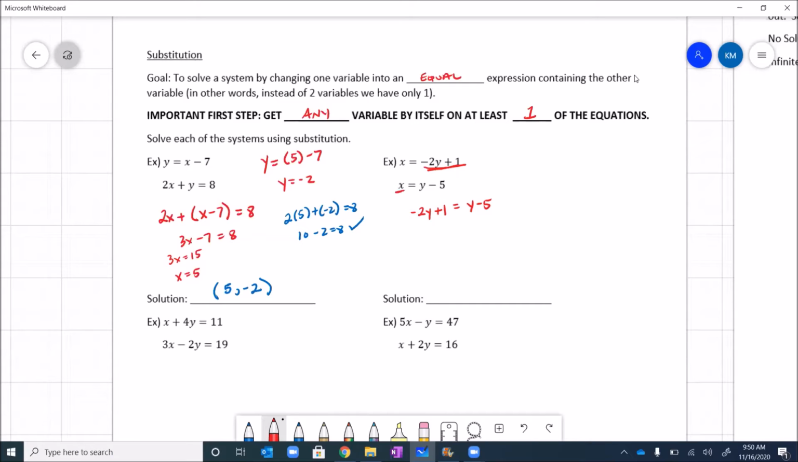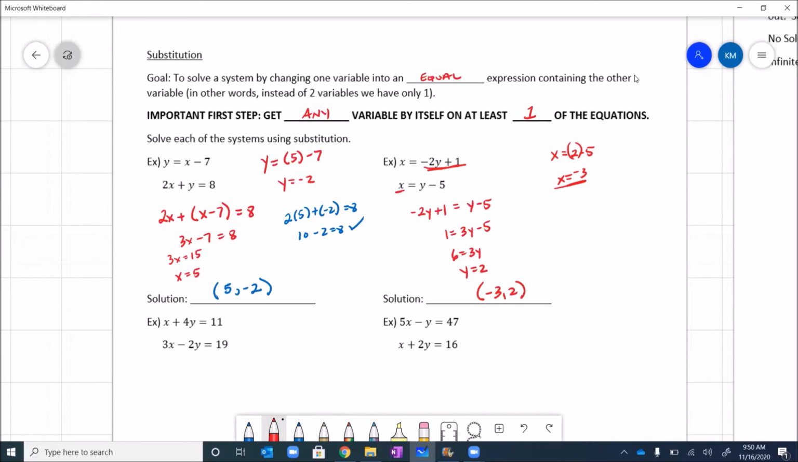So as I solve, I'm going to add 2y to both sides. y plus 1 equals 3y minus 5. Add 5 to both sides. 3y equals 6. Divide by 3. y equals 2. So y is 2. I can now solve for x by plugging this into either one of the equations. It doesn't matter which one you choose, but I'm going to choose to plug it into this one. So x equals 2 minus 5, right? Because I plugged in 2 for y. So 2 minus 5 is -3. x is -3. And so my solution should be (-3, 2).